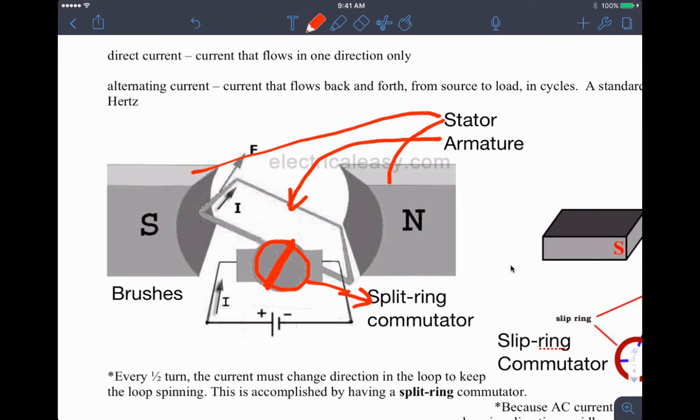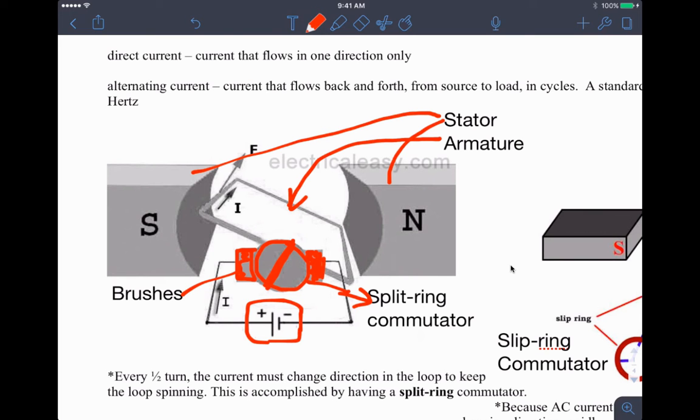And there's some brushes. Now, I know your drawing isn't really good, but these brushes are what I'm kind of coloring in right here on both sides. And those are connected to the power source. We just have a little cell right here. Okay, so the brushes allow contact from the power source.